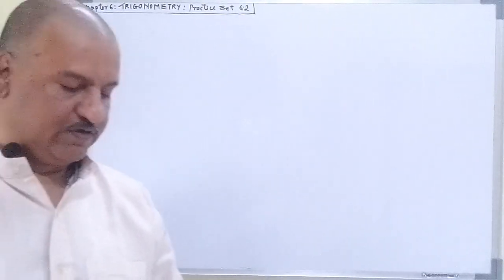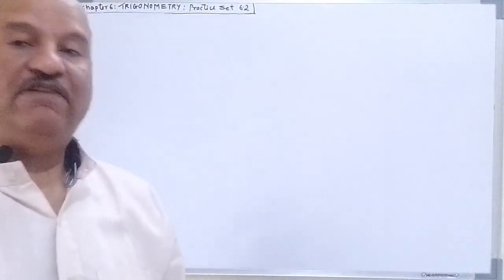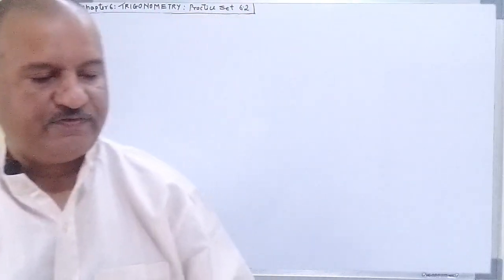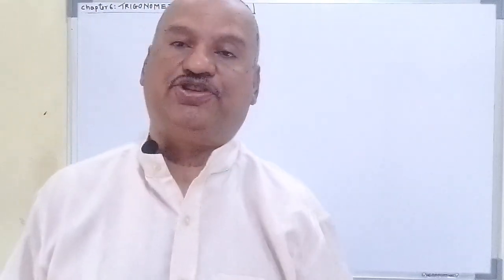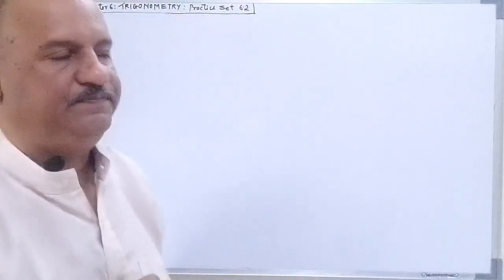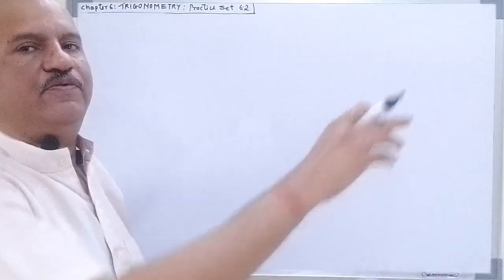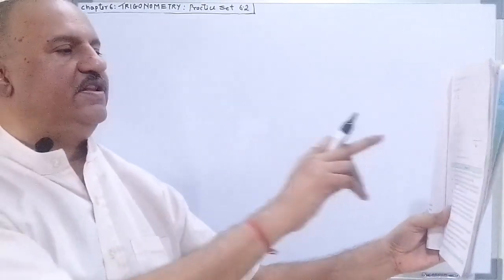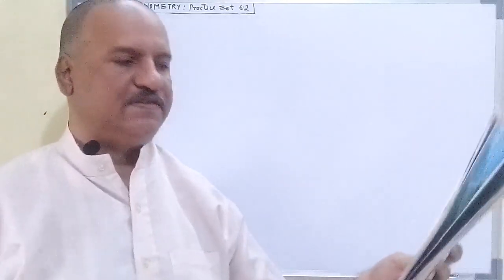We have to now go for 6.2. I'll read the question for you. ध्यान से पढ़ते हैं. A person standing at a distance of 80 meters from a church. एक चर्च है, समझो मैं हूँ यहाँ, सामने चर्च है. This is a church. Then the distance between me and the church is 80 meters. And I am looking at the top of the church.